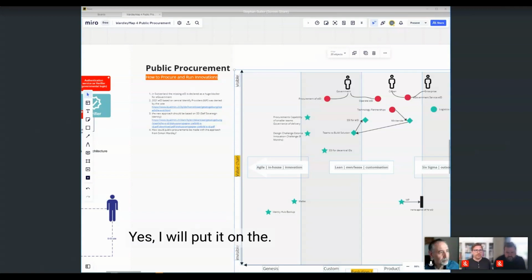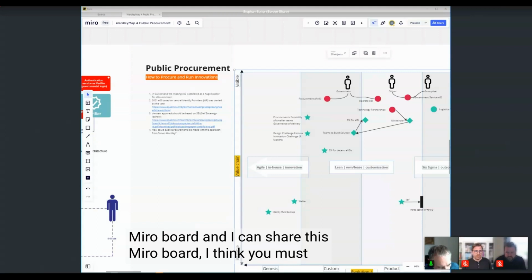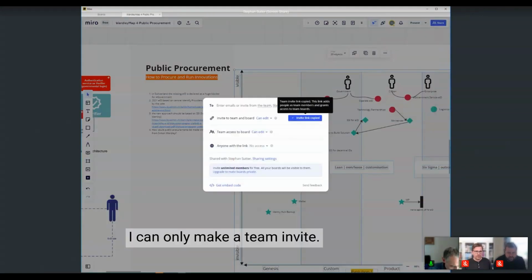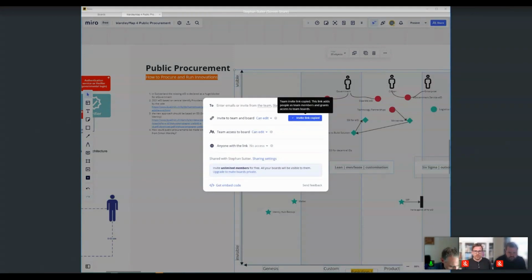Yes, I will put it on the Miro board, and I can share this Miro board. I think you must have a Miro account. I can only make a team invite.